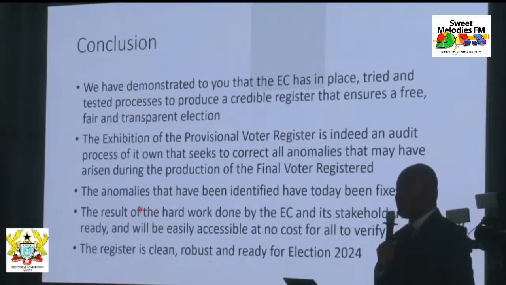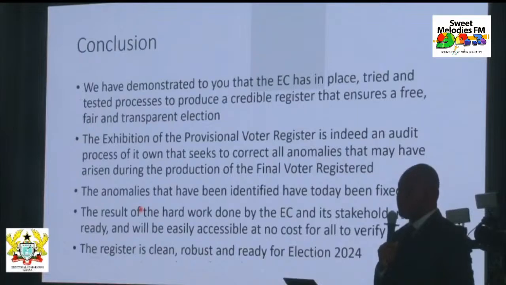Once that work is complete, the hard work that over the last few weeks the Electoral Commission has been engaged in, we will be able to share at no additional cost to our stakeholders the ability for them to check the voter register electronically and allow for any changes to be made.